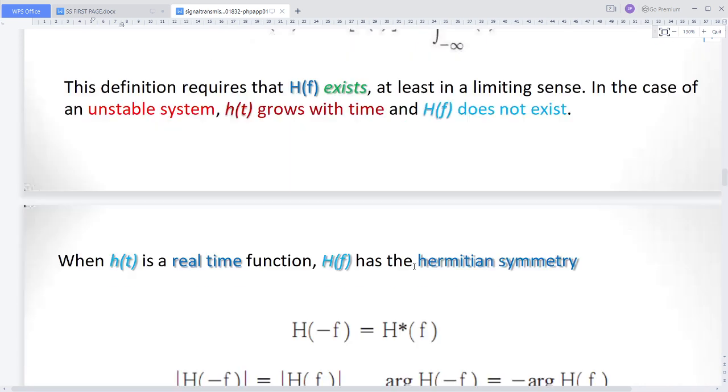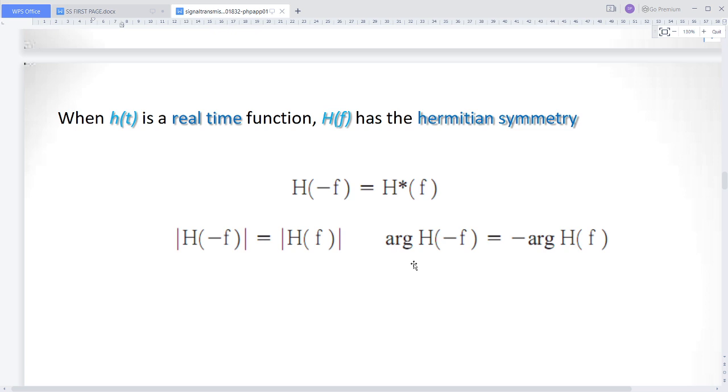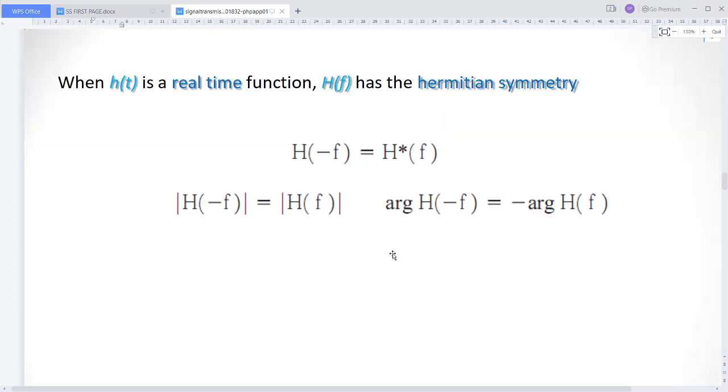That three conditions combined we can call the Dirichlet conditions, or the conditions for existence of the Fourier transform. Now we can have this H of f, which is nothing but a frequency domain signal, obtained by applying the Fourier transform on x of t.